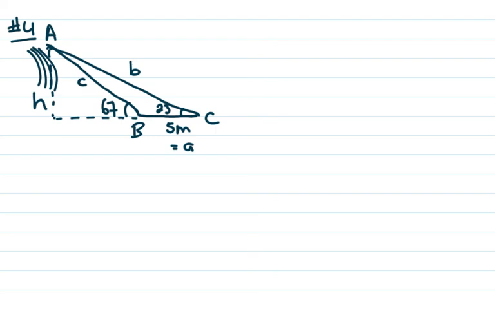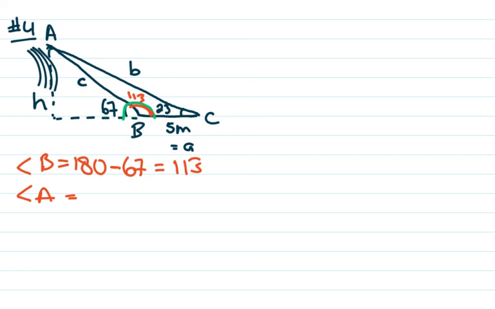So first of all, I can start by calculating angle B on the inside of this triangle here. This full distance here would be 180 degrees. So angle B right there would be 180 minus 67. And that's 113. So we'll start with that. Then I am able to calculate angle A as well, because all three angles in the triangle would equal 180. So 180 minus 113 minus 23, and that means angle A is 44 degrees up here.